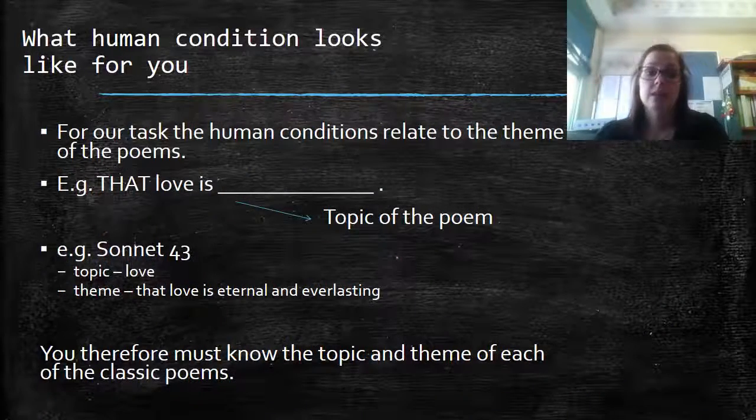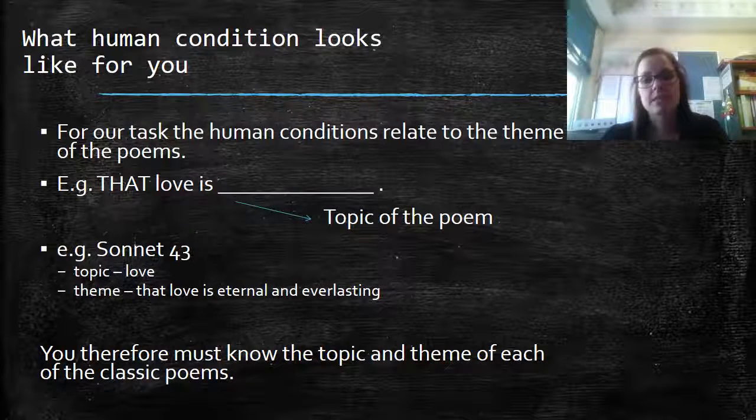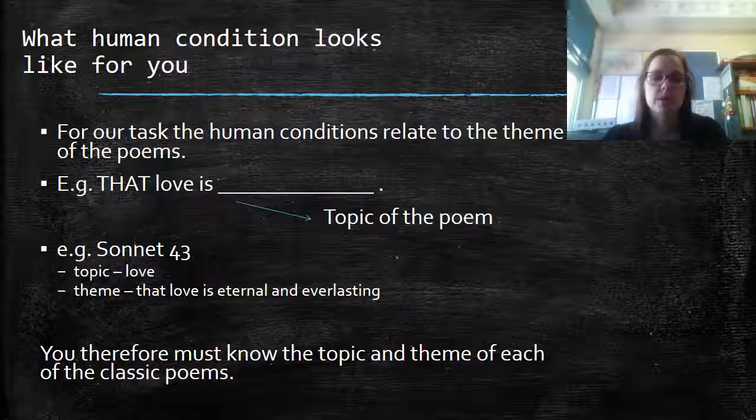For the purpose of our task, human condition relates to the theme of the poem. So that love is, and then whatever the topic of the poem is. So for example, Sonnet 43, the topic is love, the theme is that love is eternal and everlasting. You therefore need to know the topic and theme for each of the classic poems, and we'll review those in class this week.